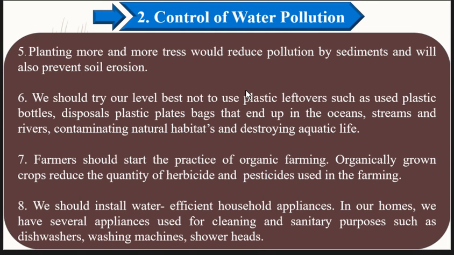Next remedy is farmers should start the practice of organic farming. Organically grown crops reduce the quantity of herbicides and pesticides used in farming. Next is we should install water efficient household appliances in our homes. We have several appliances used for cleaning and sanitary purposes such as dishwashers, washing machines and shower heads.